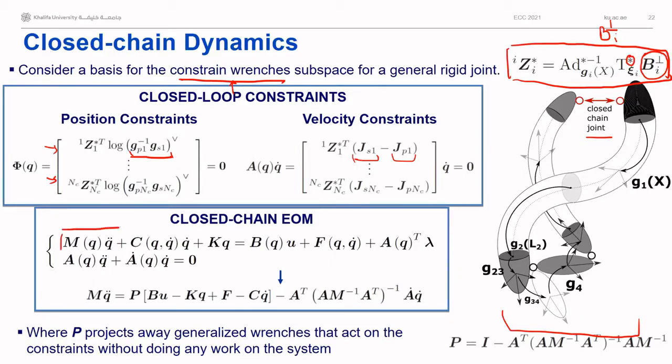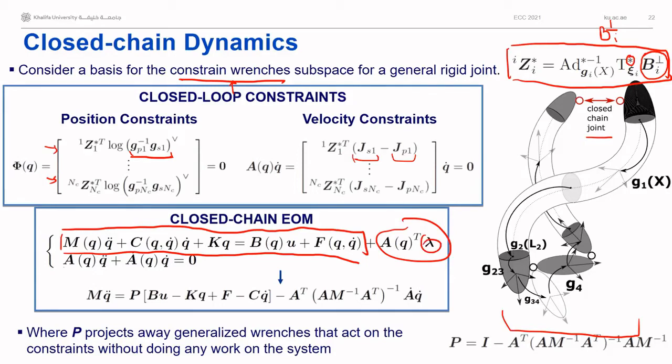So then you can start from the open chain dynamics, and you add your constraint force parameterized by the Lagrange multiplier, and then you also include in the system your constraint. Then this can be solved for the Lagrange multiplier and obtain, I think, the well-known equation for a closed chain system.